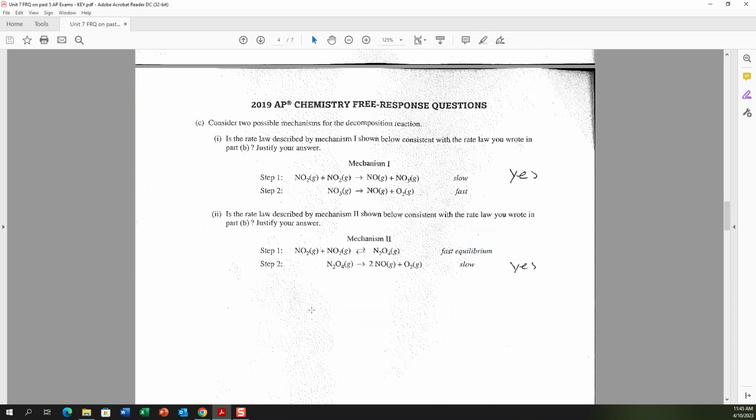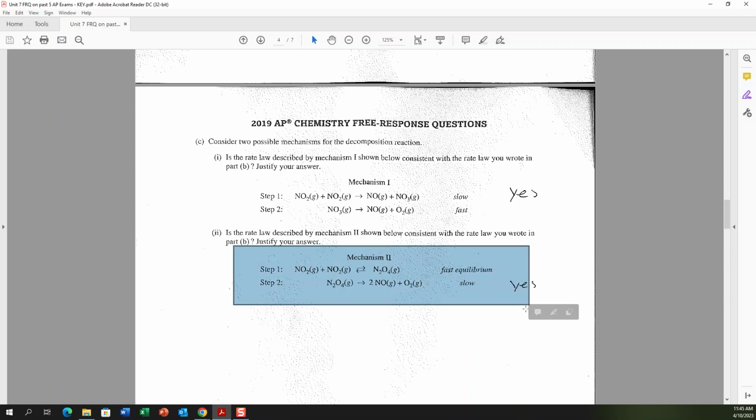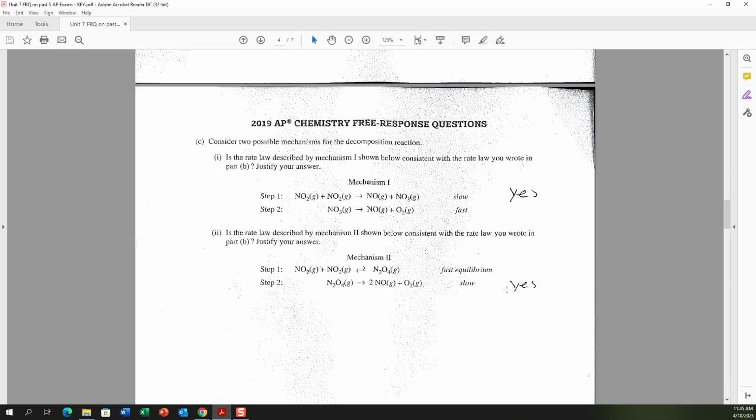And a lot of kids are going to be tempted to just say no, because why would they give me 2 mechanisms that both work? It's like, well, they did. All right. So if we look here, here's our rate determining step. NO2 shows up twice. So this also shows that NO2 is second order. So this agrees with the rate law, this agrees with the rate law. So we're all good there, all right? Okay.